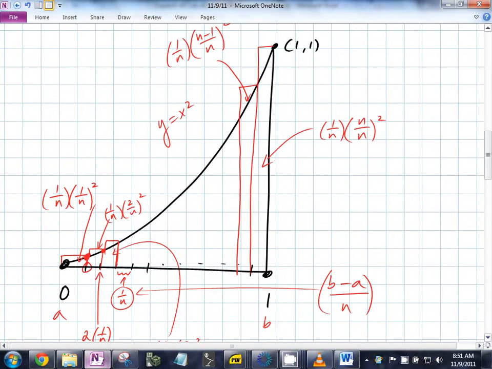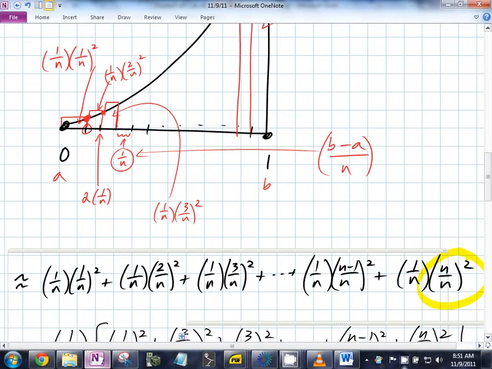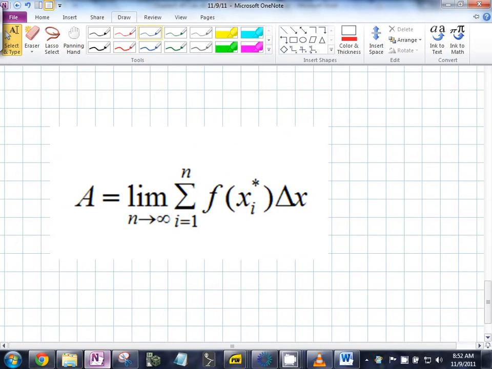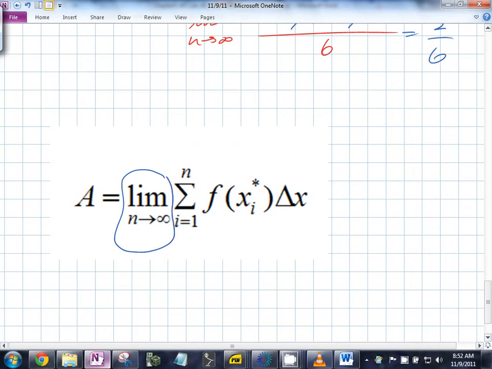So what does this mean? What is n representing? The number of rectangles, right? So the limit as n goes to infinity means what are we doing? Taking more and more what? We're making more cuts.